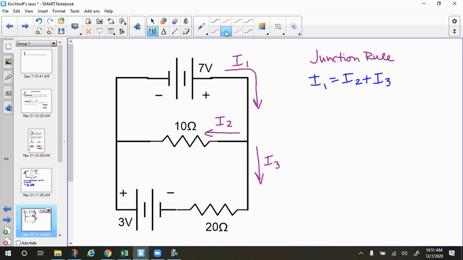Then we're going to do our travel loops. And like I said, I usually like to come out of the positive side of the biggest battery. But there are several different options for these loops. I could make this little loop up here, I can make this little loop down here, and I can make this big loop, this entire big loop. I'm going to choose, and it doesn't really matter, you'll get the same answer no matter what you do.